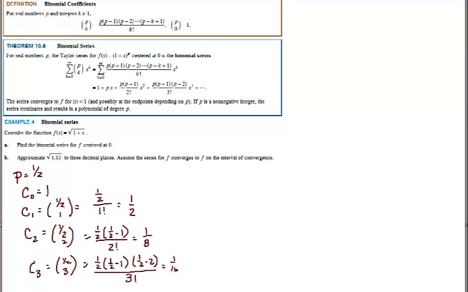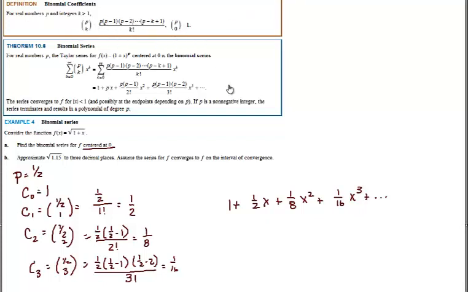So writing this out, my expansion will look like, going up here, 1 plus, my p is 1/2, x, plus my first coefficient was the 1/2, my second coefficient is then 1/8, and this will be x squared, plus, and then 1 over 16 x cubed, plus blah blah blah. Alright, so this is a binomial series centered at 0.